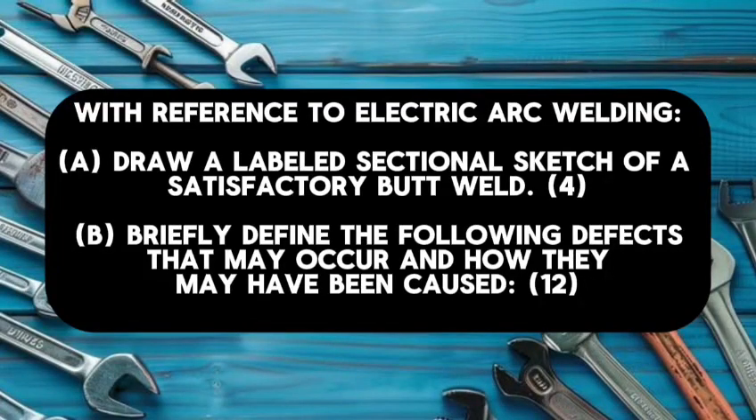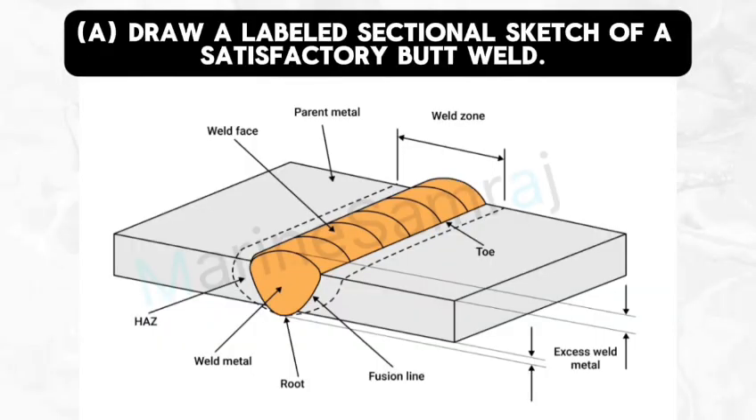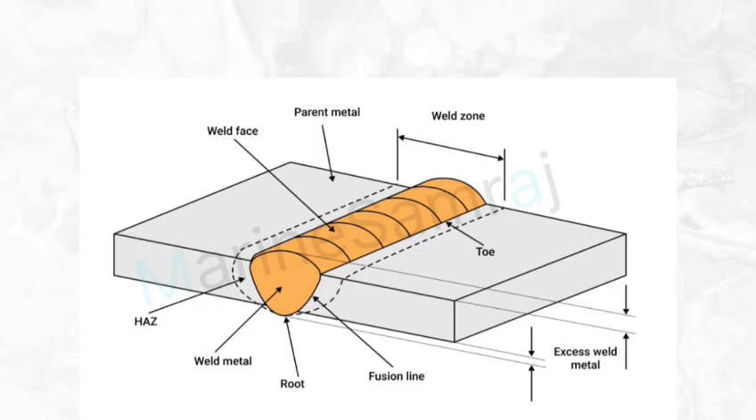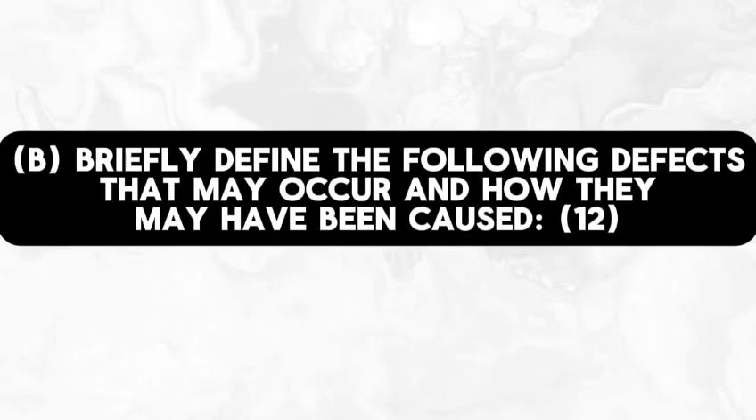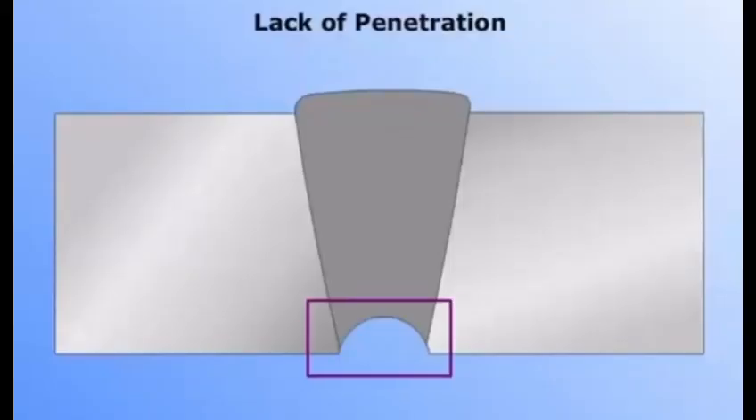Hello friends, this is the mostly asked question in general of a Vivo class 4. In the question part A, we should draw and label the butt weld diagram. In part B, we should explain the welding defects, and here is the video regarding the welding defects. Start with lack of penetration.